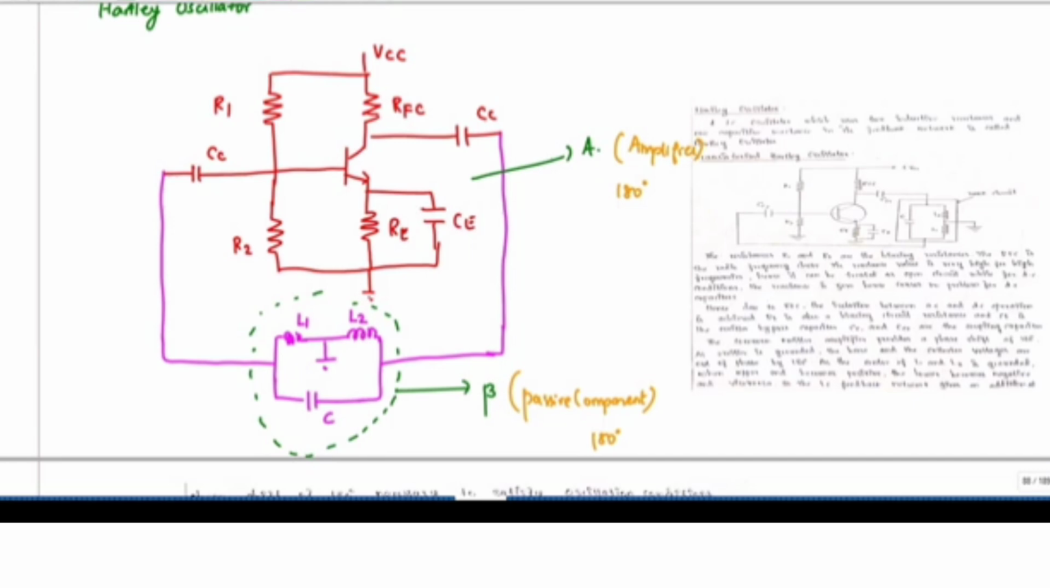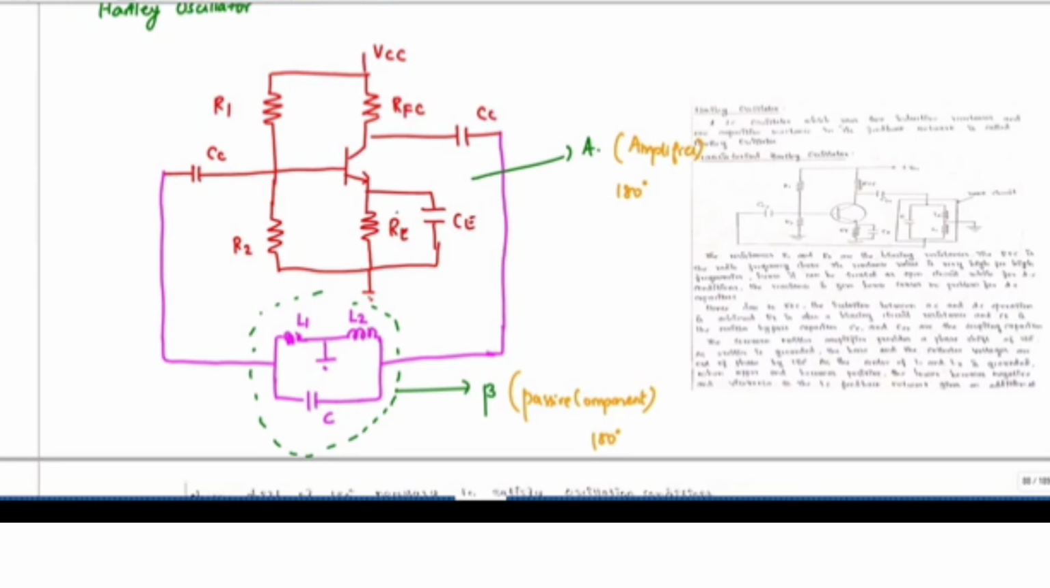I'm Dr. Vinod. In this video, we are going to see the working of the Hartley oscillator and its applications. Generally, the Hartley oscillator is an electronic oscillator used to generate a high frequency sinusoidal signal. Since it belongs to the LC oscillators, L represents the inductor and C represents the capacitor, and the oscillations are produced in the LC tank circuit.